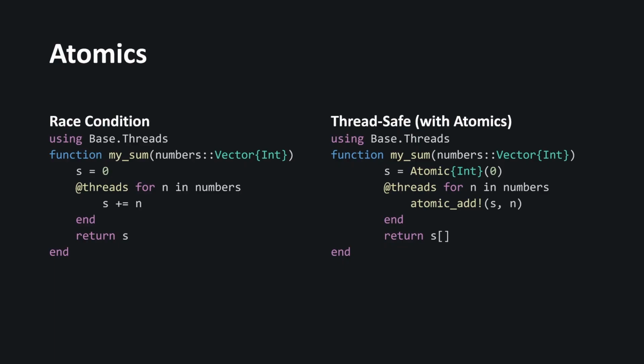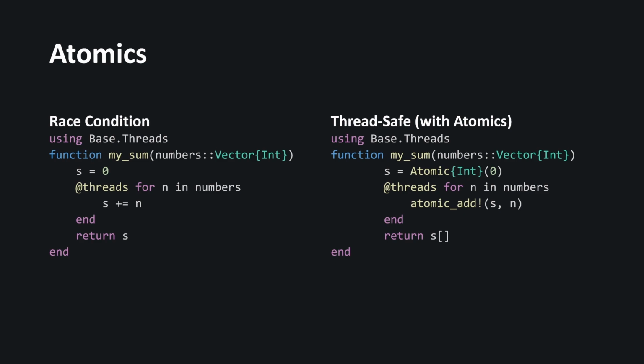The implementation on the left has a race condition because each of the threads is trying to read from and write to the s variable at the same time. And as we know, the plus equals operation is actually 4 operations in disguise. And these 4 instructions can be executed at different times by different CPUs, which leads to race conditions.